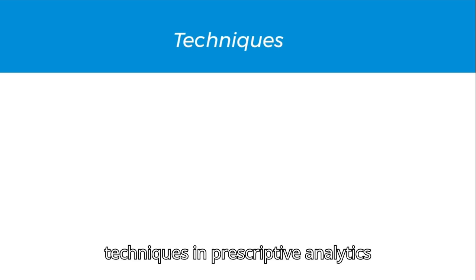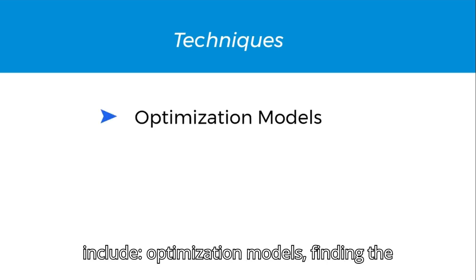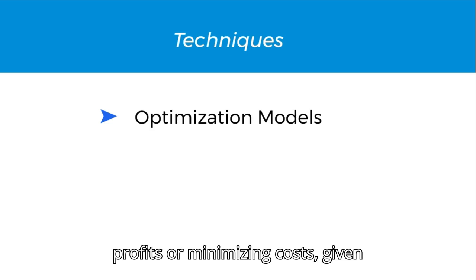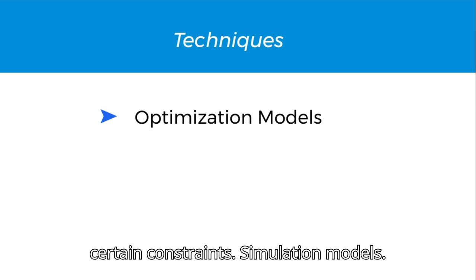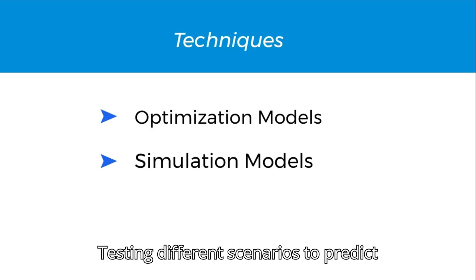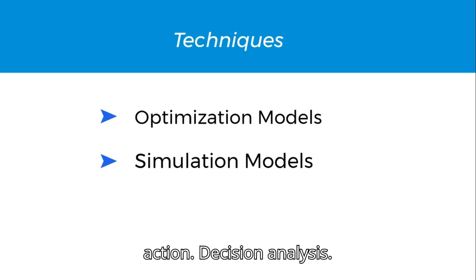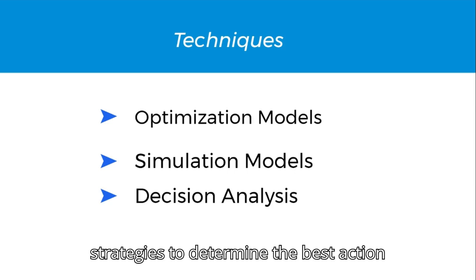Common techniques in prescriptive analytics include optimization models, finding the best possible outcome, such as maximizing profits or minimizing costs, given certain constraints; simulation models, testing different scenarios to predict outcomes and decide on the best course of action; decision analysis, evaluating and comparing different strategies to determine the best action based on data.